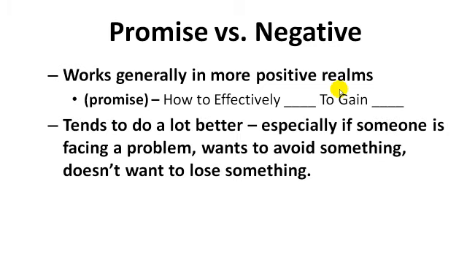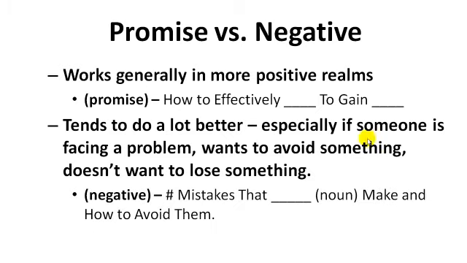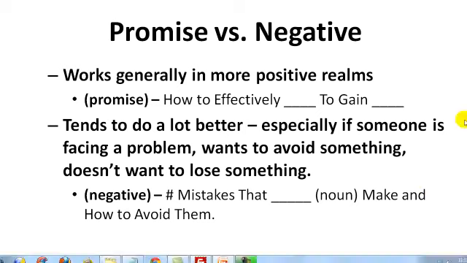And then we have a negative title, which tends to do a lot better, especially if somebody is facing a problem, wants to avoid something, and doesn't want to lose something. In fact, most people want to avoid losing something, and that sticks out a lot further. So something that would look like this would be: number of mistakes that, let's say, a WordPress site owner will make when doing this and how to avoid them.